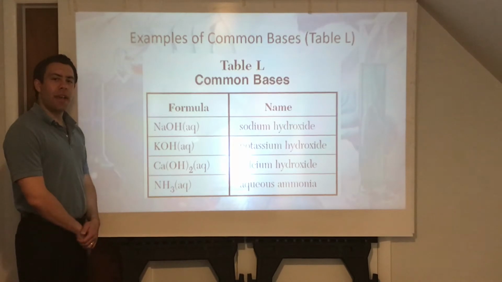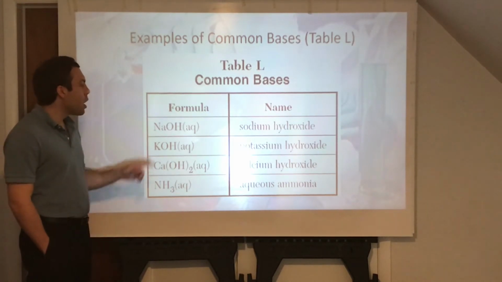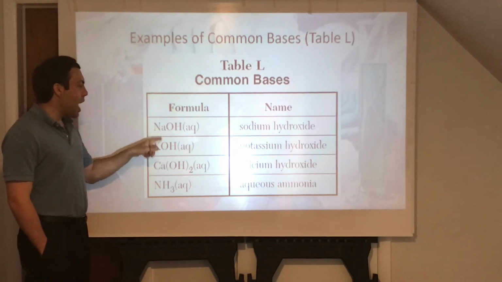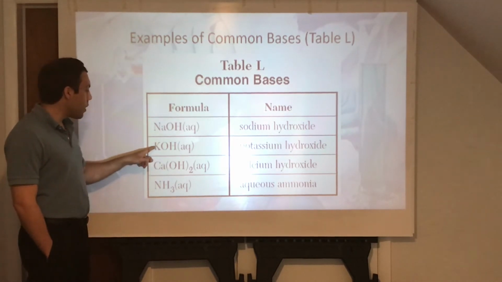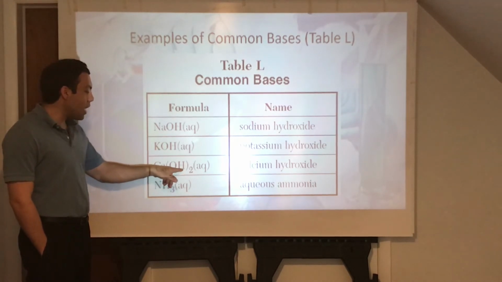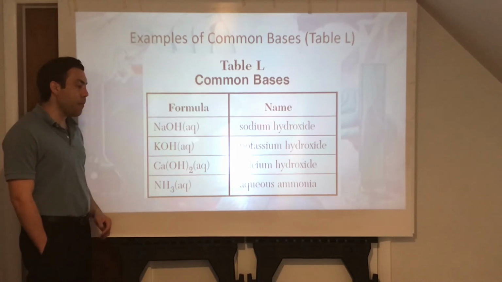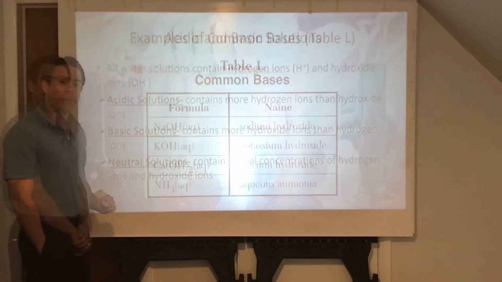On Table L of your chemistry reference table, you have examples of common bases. The bases are NaOH, which is sodium hydroxide, KOH, which is potassium hydroxide, Ca(OH)2, which is calcium hydroxide, and NH3, which is aqueous ammonia.